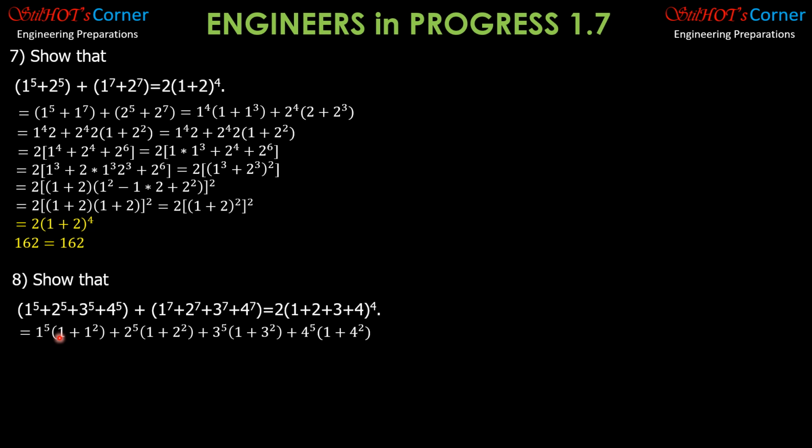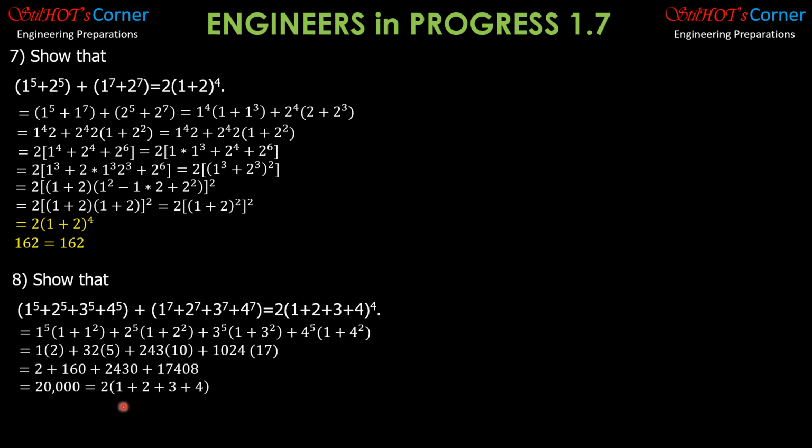So 1 to the fifth is 1, and 1 plus 1 squared is 2, so this is just 1 times 2. 2 to the fifth is 32, and 1 plus 2 squared is 5, so 32 times 5. Then 3 to the fifth is 243, times 10. 4 to the fifth is 1024, times 17. So this is 2, this is 160, 2430, and the last one is 17,408. Combining, that is equal to 20,000.